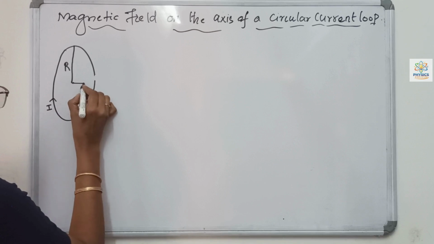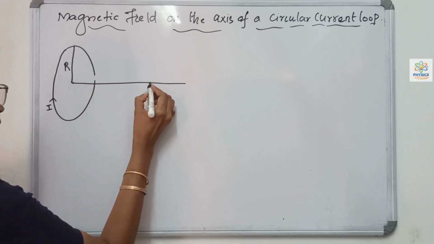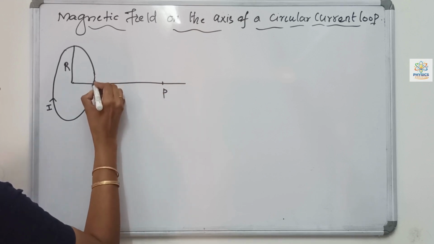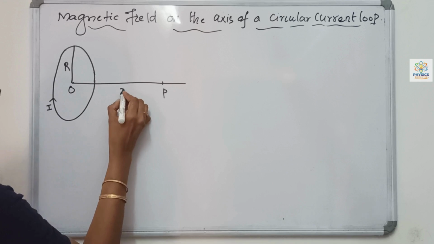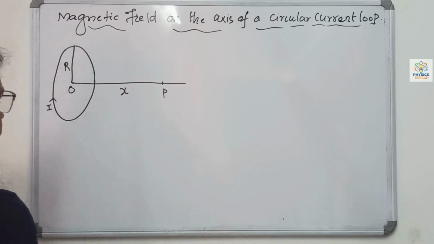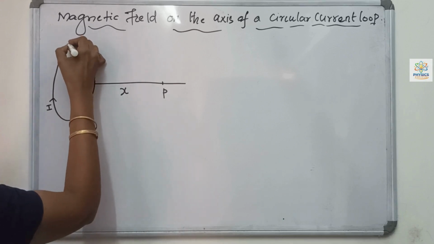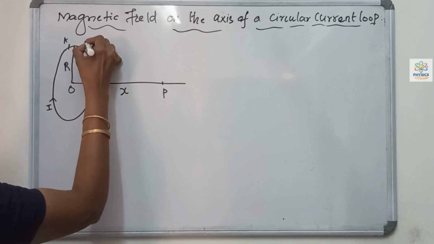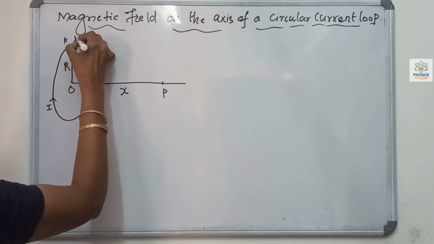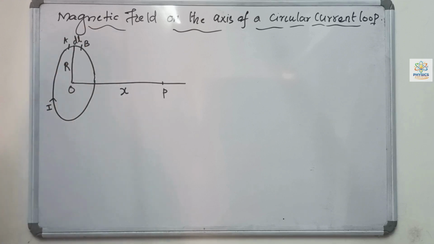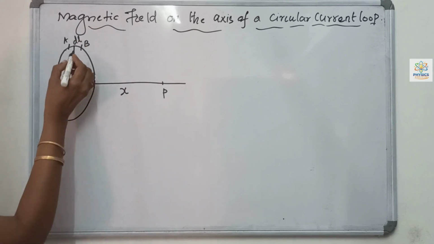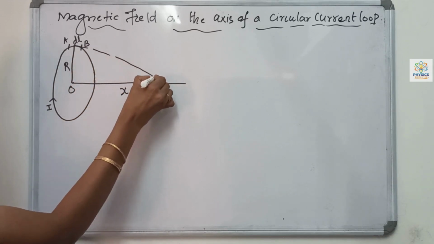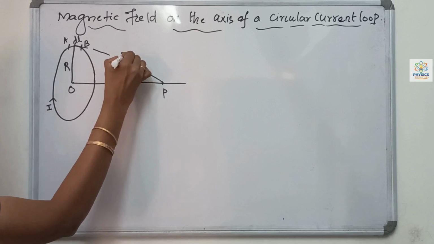Let P be a point along the axis of the current carrying circular loop at a distance x from its center. So first we have to consider a smallest element AB. The length of the smallest element is taken as dl. The distance from the smallest element to the point P is taken as r.